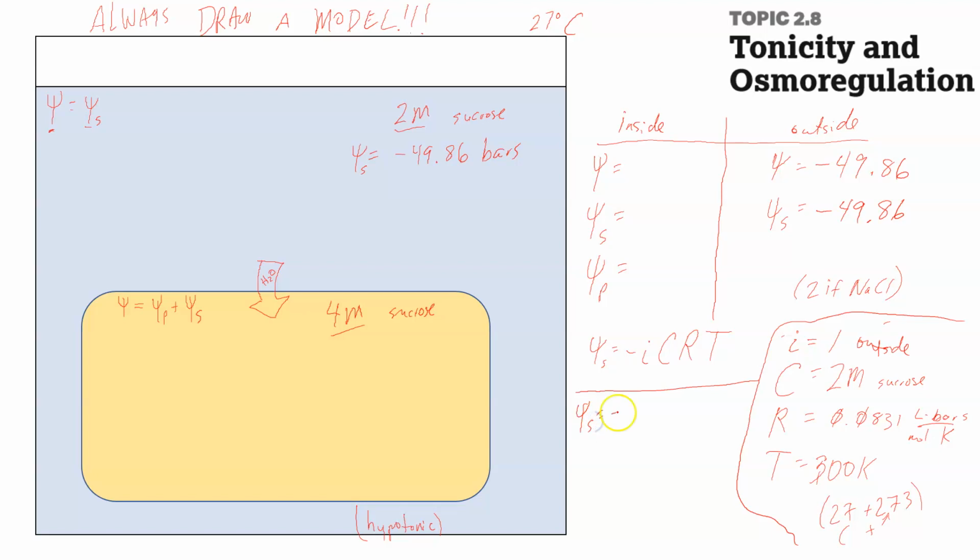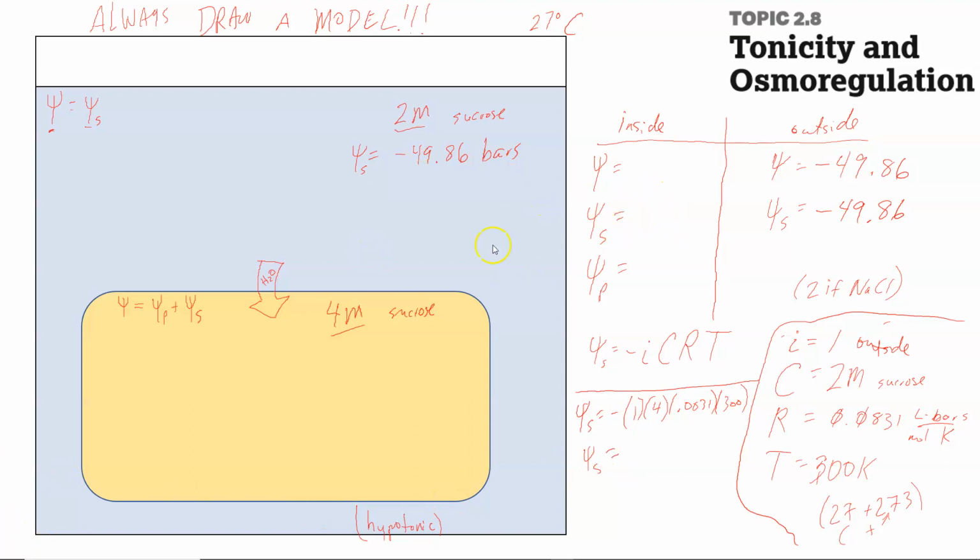Solute potential is equal to negative, again, 1 sucrose. I'm not going to put the units in just to save us a little bit of trouble here and room. 4 molar sucrose, right? That's the concentration. R, 0.0831 times 300. Obviously operating at the same temperature. Go ahead and calculate this out. I'll pause and do the same, and then we'll see what you got.